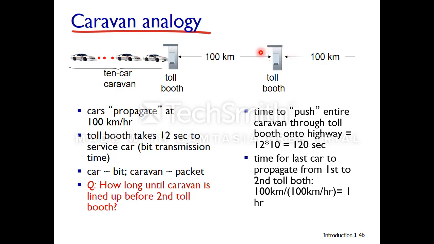So the time it takes from the last car to go from the first to the second toll booth is 1 hour, and it's going to take a total of 62 minutes from when the first car goes through the toll booth until the last car arrives at the second toll booth, right? 2 minutes, that's 120 seconds, for the entire caravan to go through the toll booth, and 60 minutes to travel between the toll booths. Okay, so now let's look at another example.